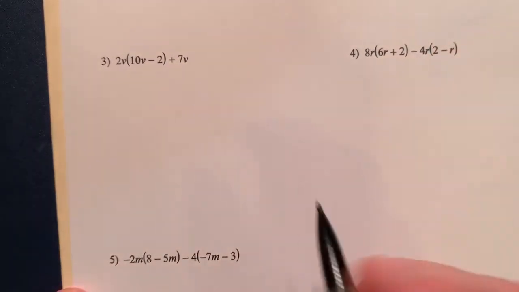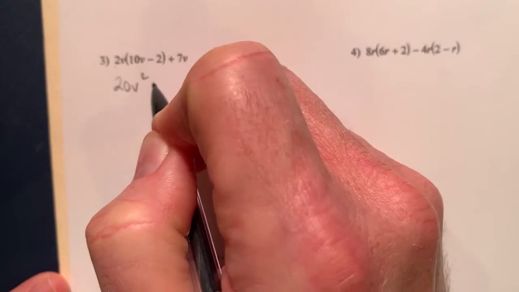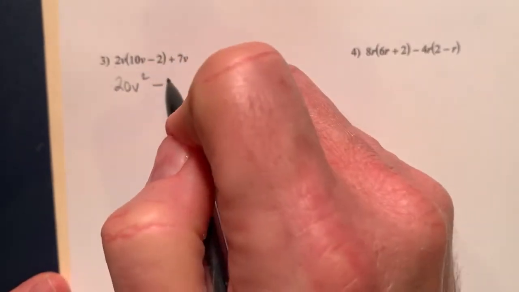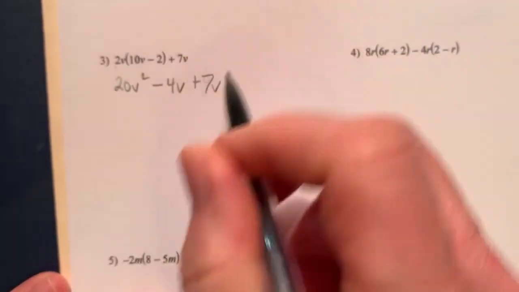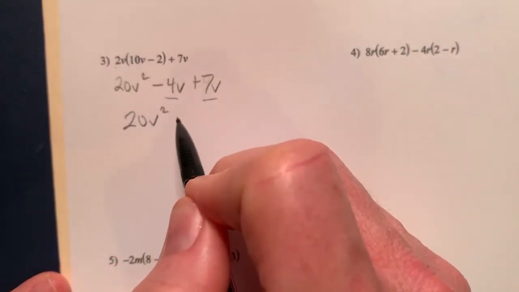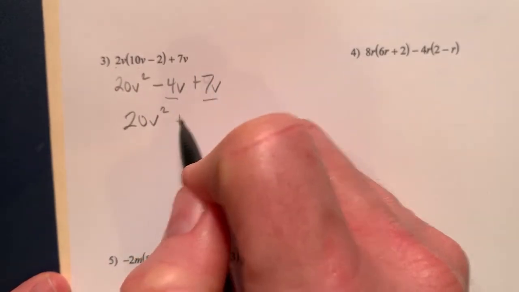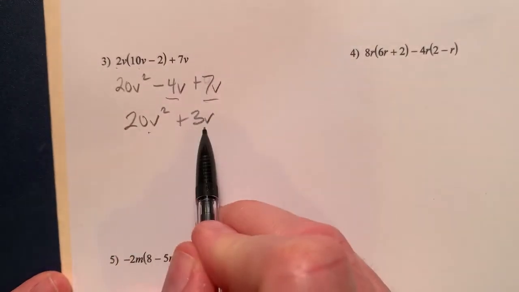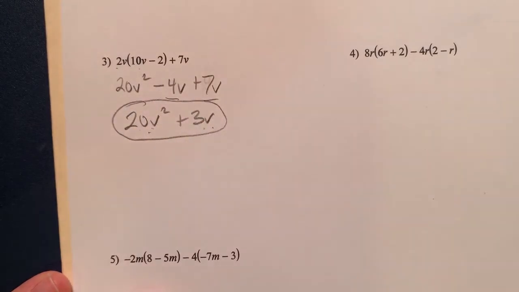Number 10, same situation. 2v times 10v would be 20v squared. And then minus 2v times 2 is 4v. And then I have this plus 7v at the end. These are both like terms, so I can combine those. So 20v squared I can't do anything with. And then negative 4v plus 7v would be plus 3v. These are not like terms. One's v squared, one's v. I cannot combine them. So I leave it as 20v squared.